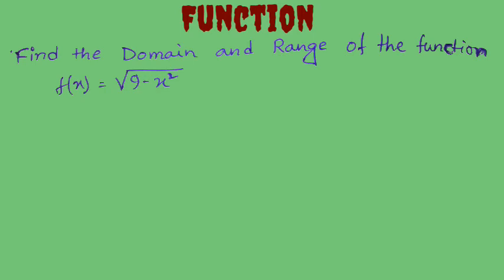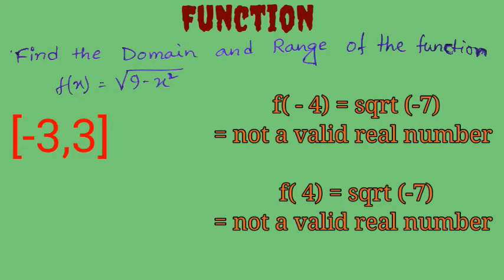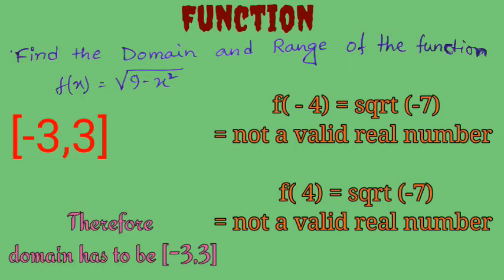Let's discuss a problem where we have to find the domain and range of the function root over 9 minus x square. If you observe the function nicely, then you can easily understand that for any value outside the closed interval -3, 3, f of x is not valid, as a negative number will come under the square root. That's why the domain has to be the closed interval -3, 3.